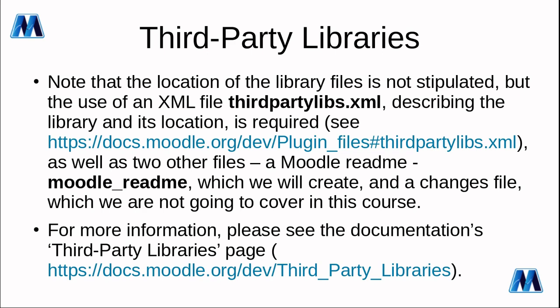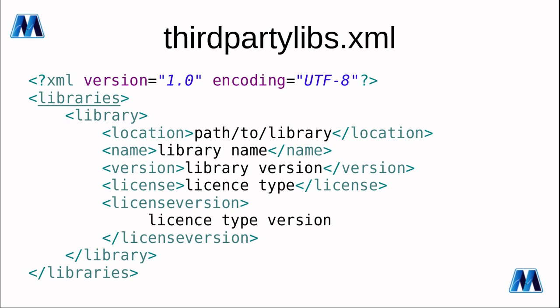So we're basically a readme and then a file that describes any changes that you might have made to the library to make it work with Moodle. Okay, so for more information about third-party libraries, there's a link there to the documentation on the Moodle site. Okay, so the third-party library XML is an XML just describing the third-party library that you've included with your plugin.